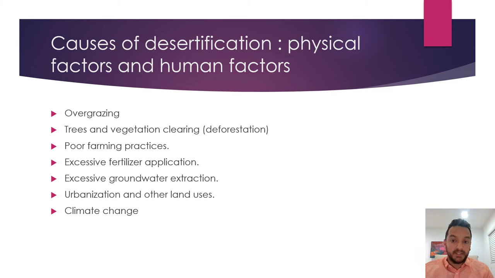Tree and vegetation clearance, deforestation, is another common cause of desertification. Many people tend to cut trees to make houses and get farmland. Therefore, they encroach on forest areas and reduce them. Due to unsustainable vegetation clearing, deserts emerge, hindering agricultural activity.